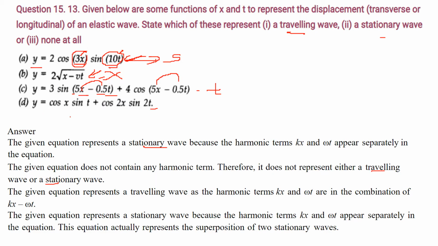How about this one? y equal to cos x sin t plus cos 2x sin 2t. This equation is a stationary wave. Why? Same discussion. Because the harmonic terms kx and omega t appear separately. This equation actually represents the superposition of these two stationary waves, this one and this one.